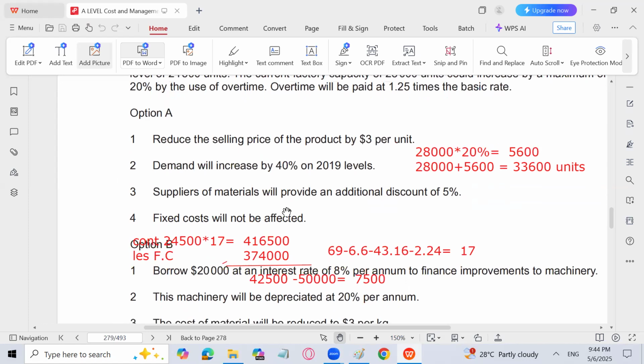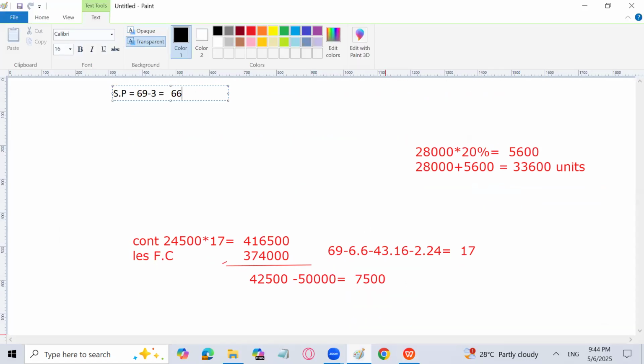So demand has increased by 40% because of the reduction in the selling price. So 24,500 multiplied by 40%. What is the amount? 9,800. There is an increase in demand of 9,800 plus 24,500, that is going to be 34,300 units. That is going to be our demand.